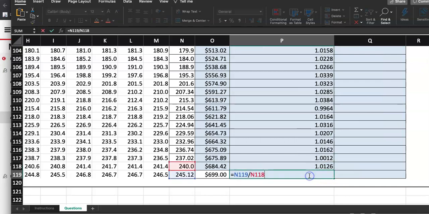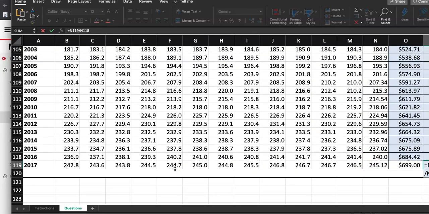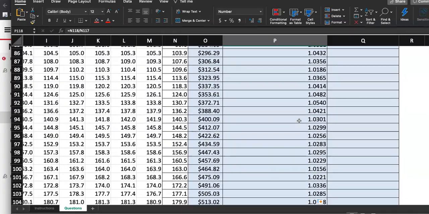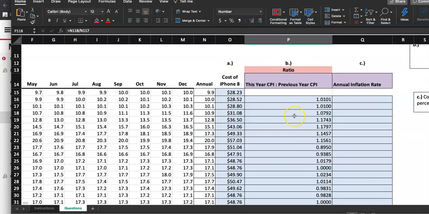So the very last one should divide the CPI for year 2017 by the CPI in year 2016, and that's exactly what it is doing. So we actually did want our cell references to come down each time we were coming down on these cells. No need to put any dollar signs for these, because this is working as we want it. I took a screenshot of these numbers so that you can compare before you submit it. But this is how you can take the ratio of this year's CPI to previous year's CPI.